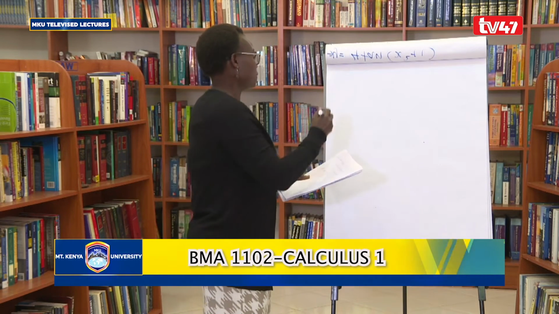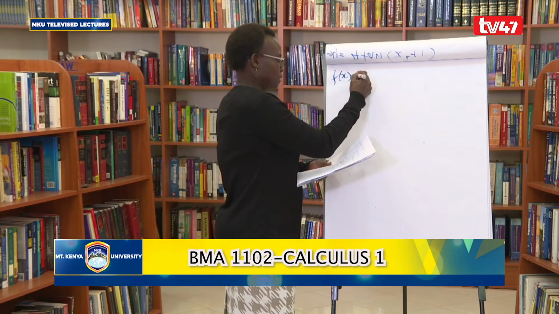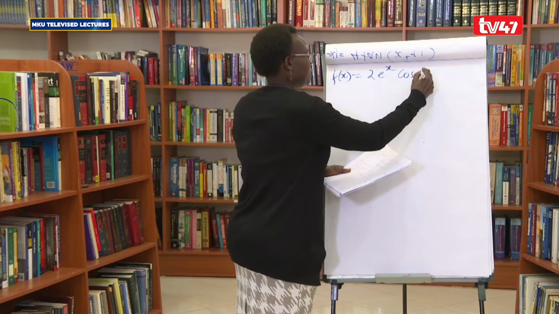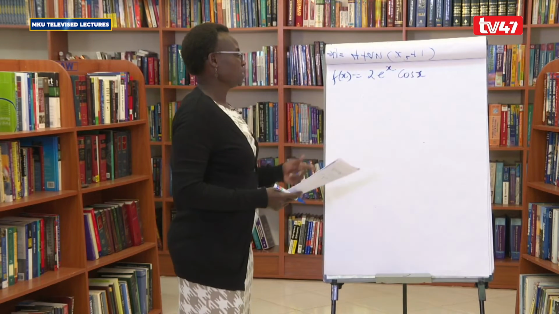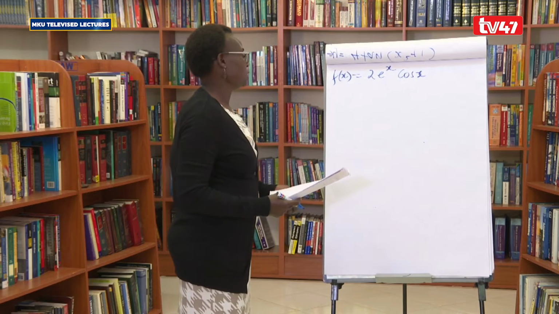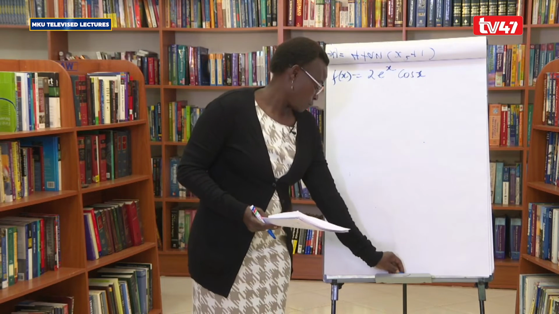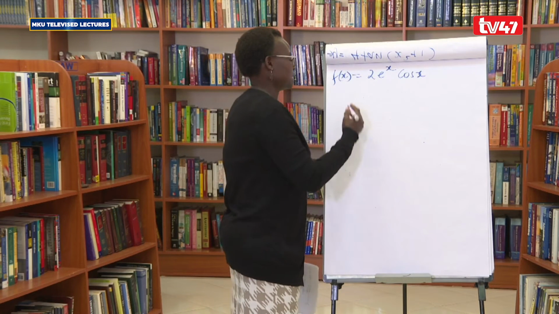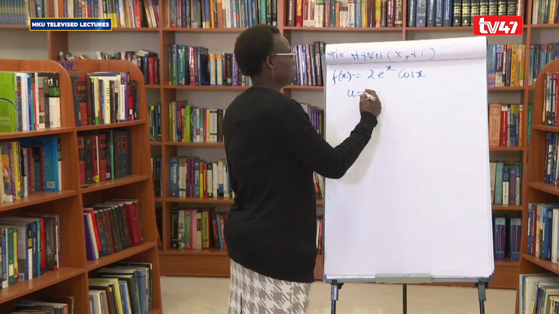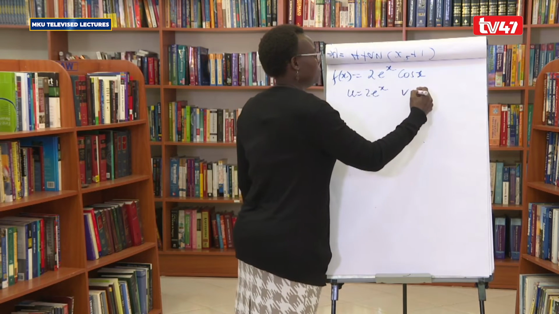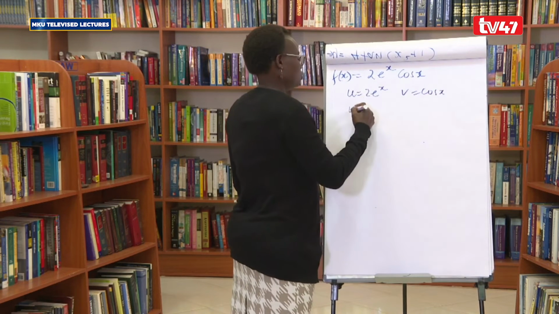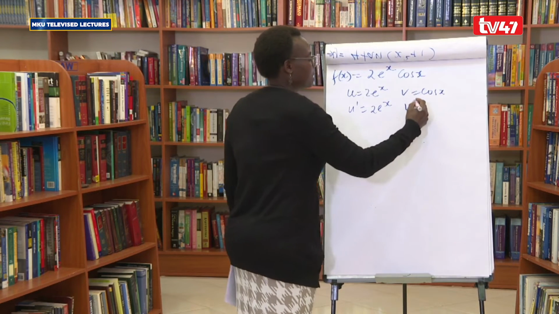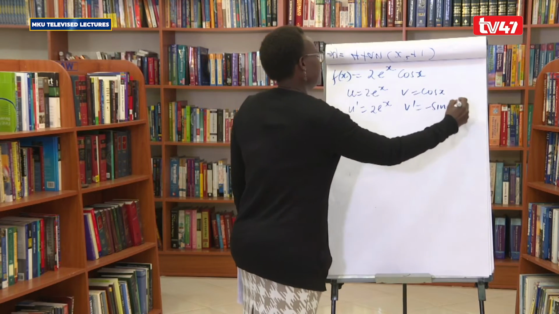One last example, we have f of x is 2e^x cos x. So this is a product of two functions. The first function is 2e to the x, and then the second function is cos x. So we use product rule here, so u would be 2e^x, and v would be cos x. So u bar would be 2e^x, it remains as it is, and then v bar would be negative sine x.